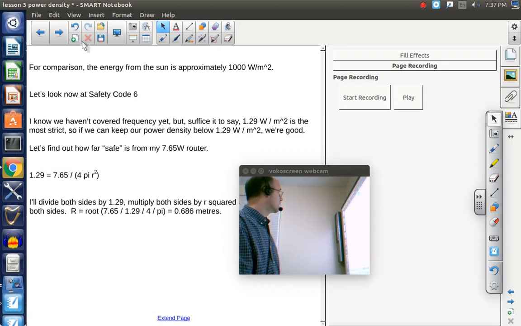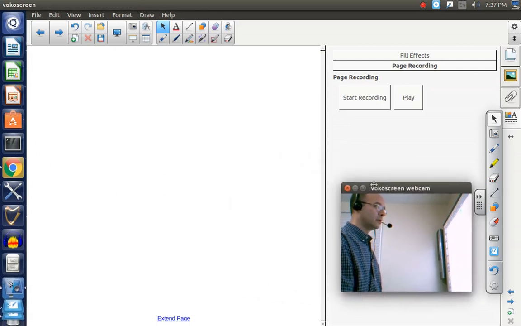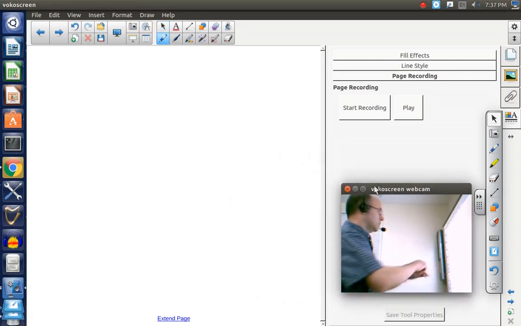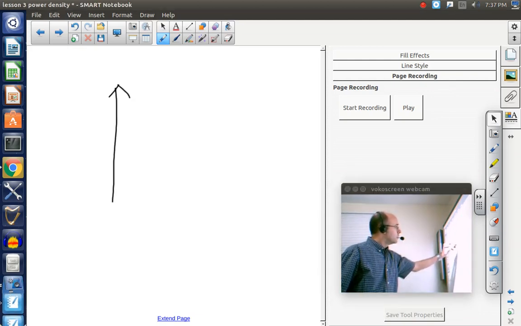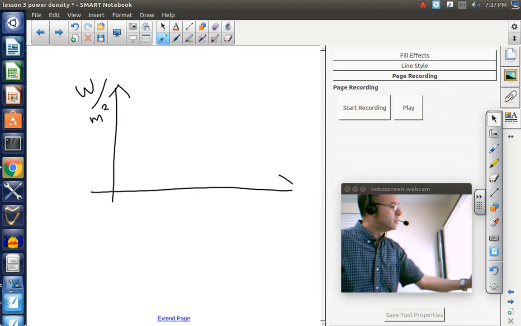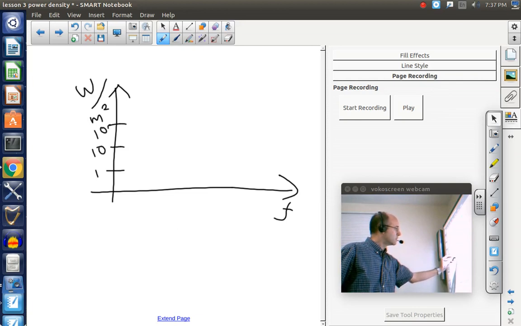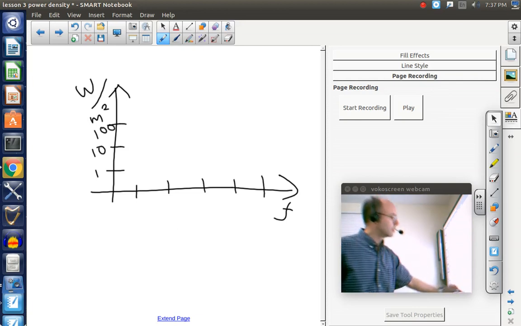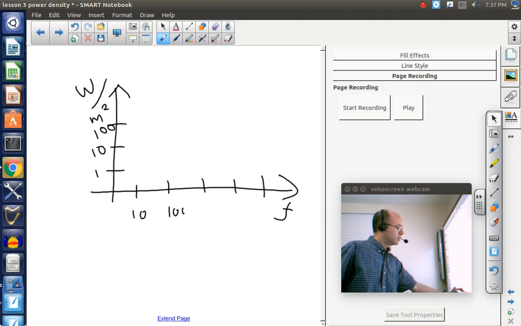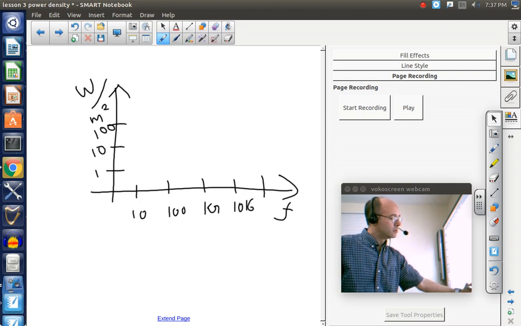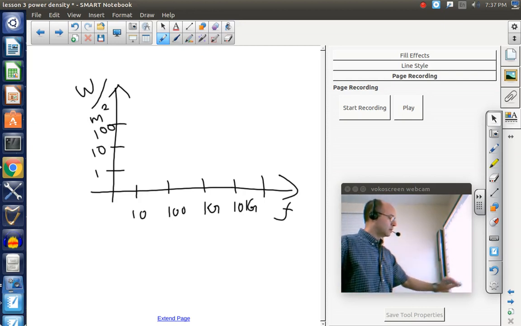And I'm going to insert a page here, and I'm going to draw a little graph for you. So if we label power density here, watts per square meter, and we label frequency here, they do this kind of funny. They go up by powers of 10, so this is logarithmic, and they do the same over here. 10 meg, 100 meg, 1 gig, 10 gig, etc. It's supposed to be a G and not a K.